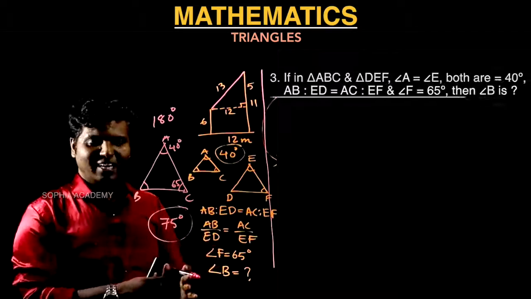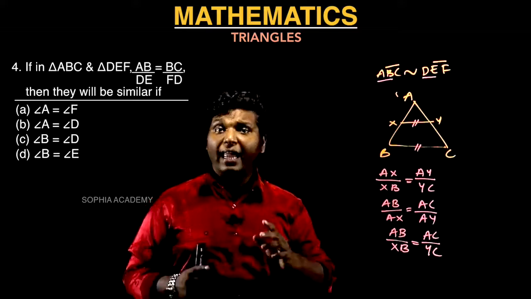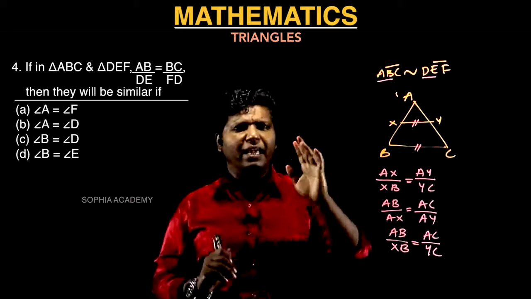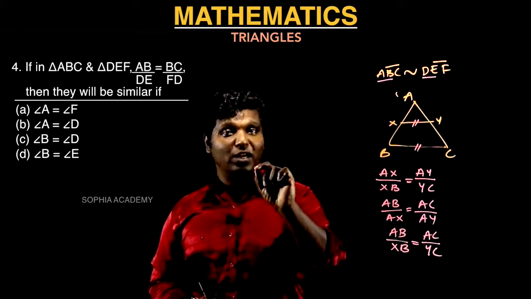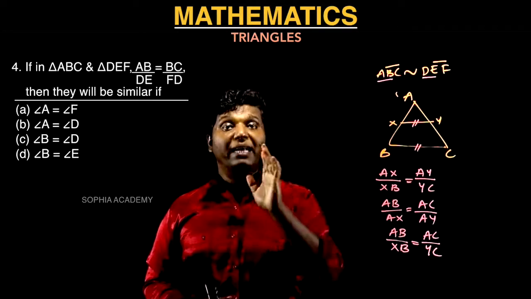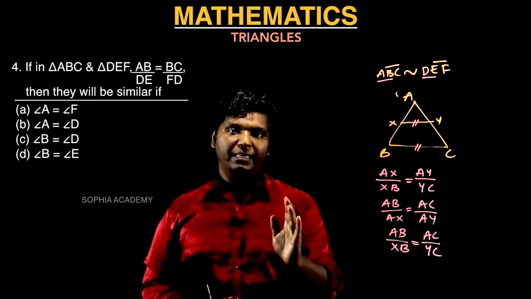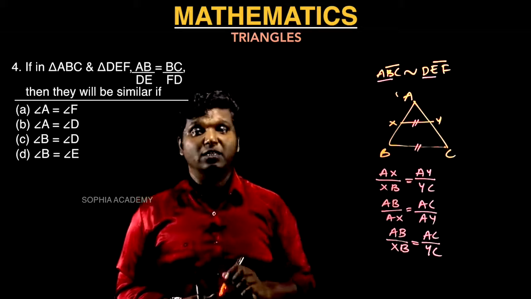Let us go to the next question. So here goes the next question before you. In triangle ABC and in triangle DEF, two triangles, again the same thing, ABC and DEF. In these two triangles, AB by DE is equal to BC by FD. So that is the condition given. So first of all, let us write the condition given. What is the condition given?